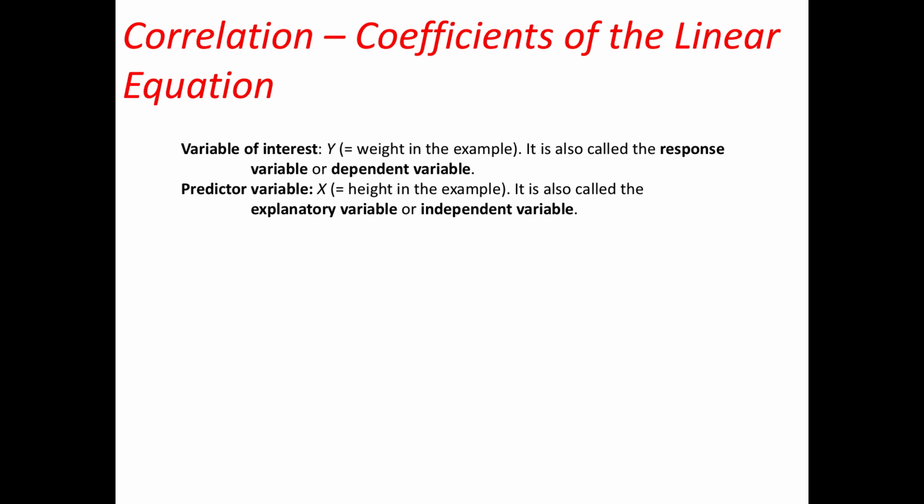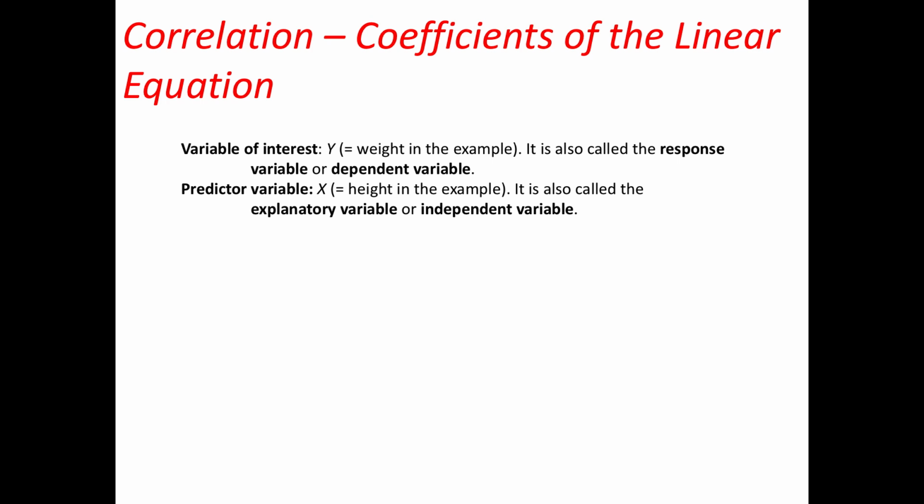You can have a variable of interest, denoted as y, which is equal to weight in this example. It is also called the response variable or dependent variable. Then you have the predictor variable, which we denote as x. This is height in this example. It is also called the explanatory variable or independent variable. When there is only one predictor variable, we refer to the regression model as a simple linear regression model.